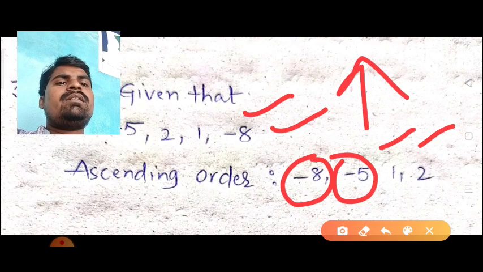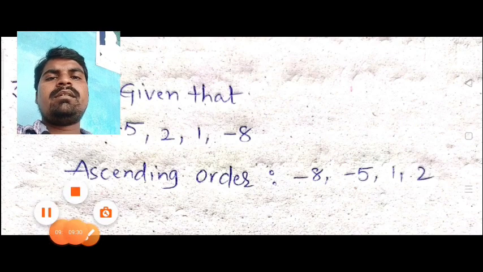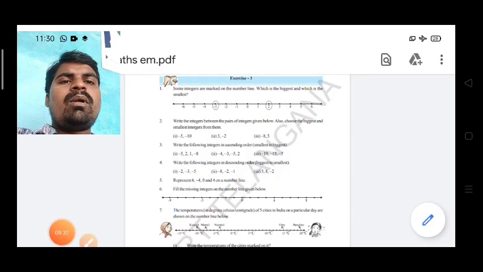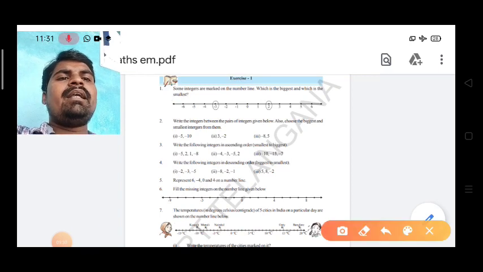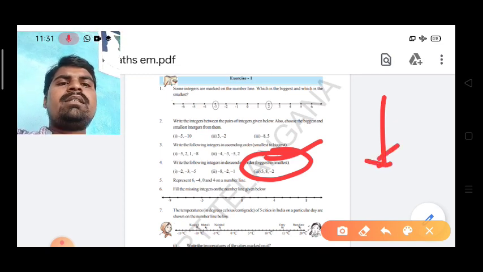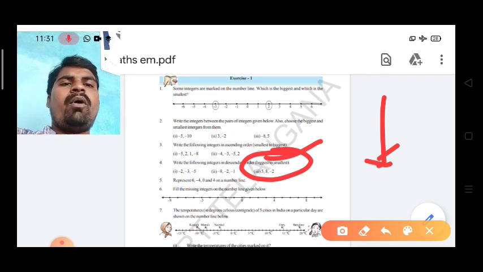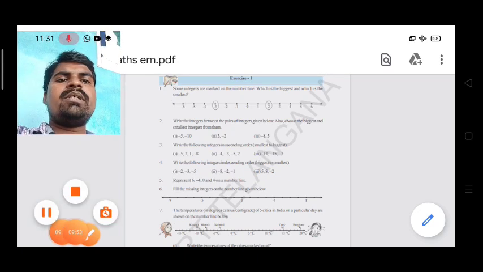Next you should complete the remaining problems in this bit. Next, the fourth one: write the following integers in descending order. Descending order is nothing but big to small order. We should write the numbers from big to small. First and second problems are there. I will explain 2 problems in this bit. You should complete the third problem. So observe the answers for the first 2 problems in the fourth bit.